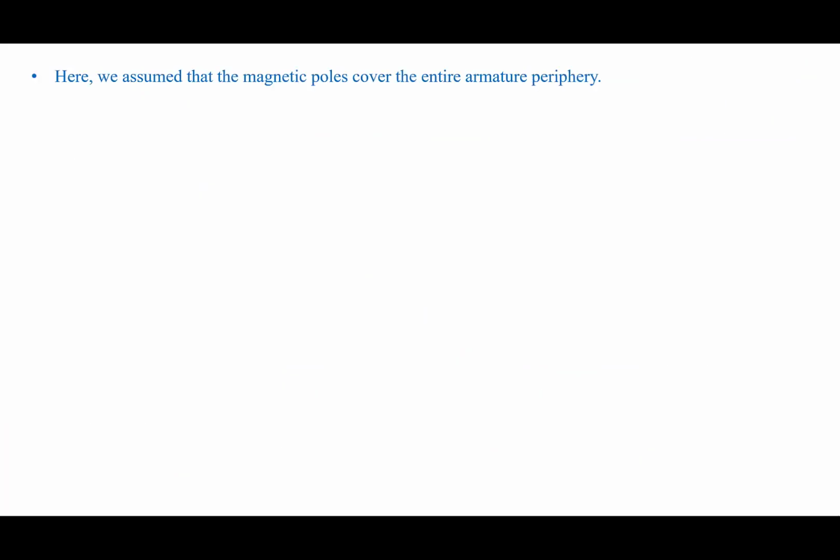The important assumption here is that the whole periphery of the rotor is covered by the magnetic poles, with no gap. But in a practical motor or generator, the pole surface doesn't cover the whole rotor surface. There is a certain gap because of constructional aspects, and it is more in the case of a wound rotor, when the field is wound, right?